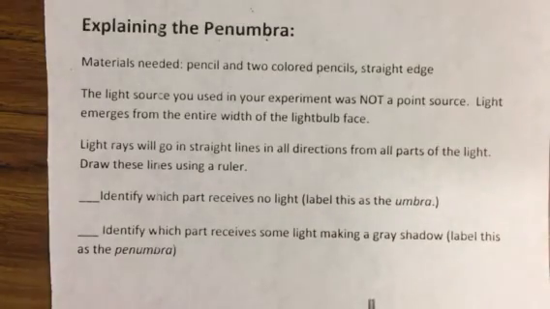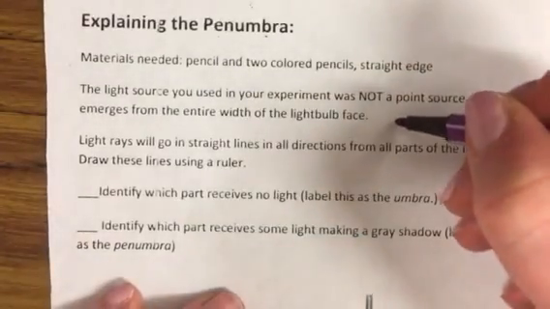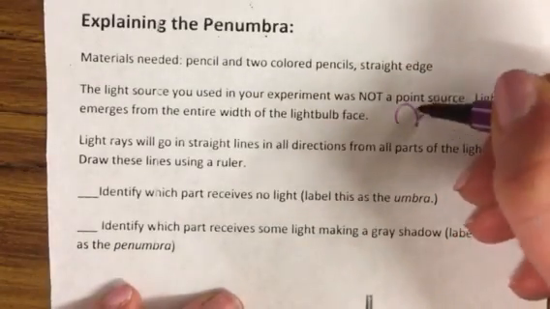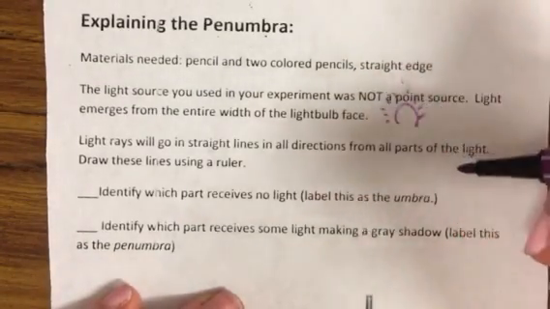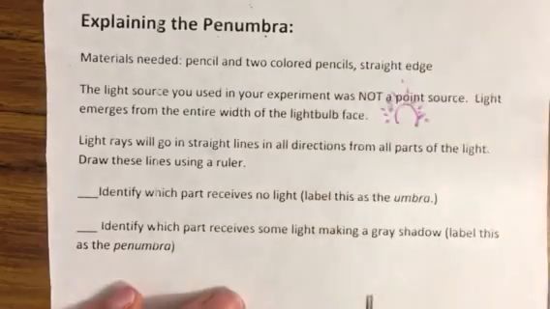The light source you used in your experiment was not a point source. Light emerges from the entire width of the light bulb face. What that means is, since I have my light bulb here, light is going to come out from every direction. It's not just going to come out from one direction.